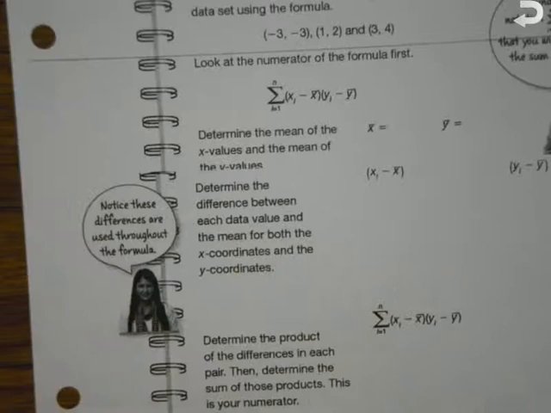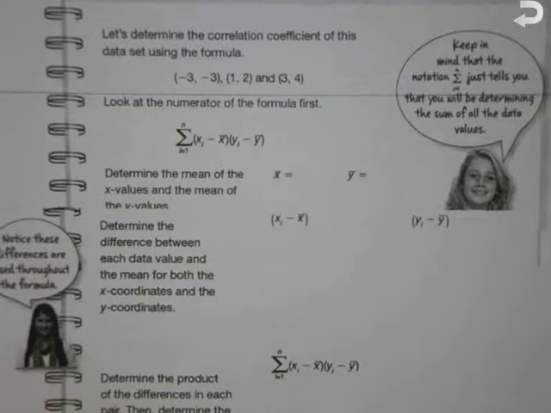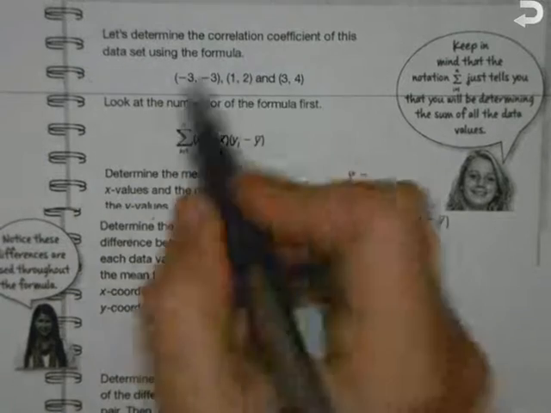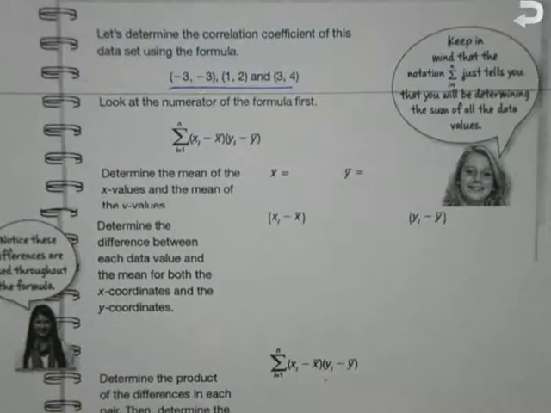So then we started by giving you some data, and we started calculating the correlation coefficient by hand. The data that you got is actually listed at the top of your handout, so we're going to use the points (-3, -3), (1, 2), and (3, 4).